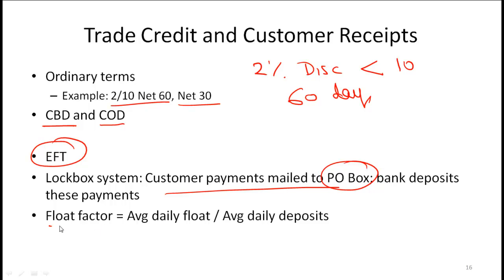You also need to know this term, float factor, which is the average daily float for a company divided by average daily deposits. Float refers to the money that is in transit, so money that has been sent out by your customer but not received yet, so money that is still floating in the banking system. So you look at your average daily float divided by your daily deposits, and ideally you want this float factor to be low.